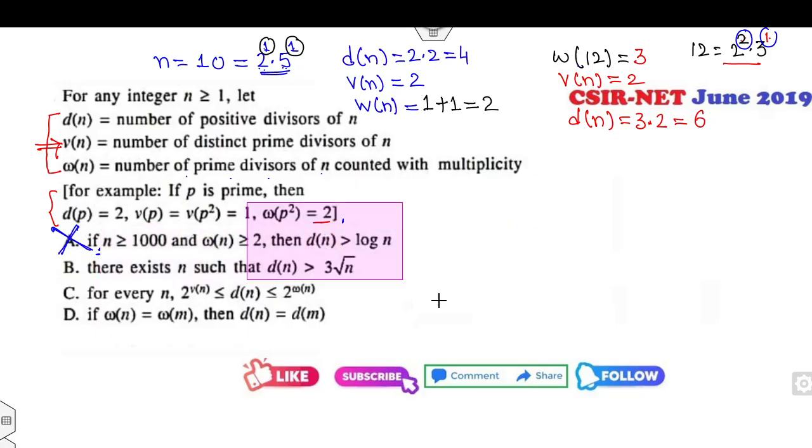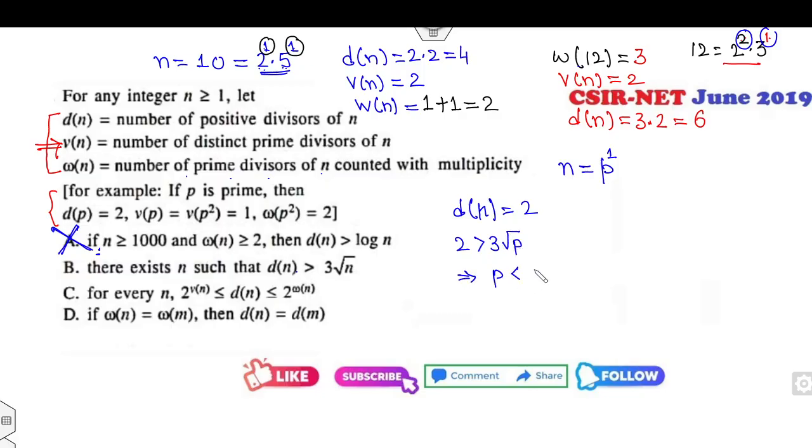Let me clear this. There exists n such that d of n is greater than 3 raised to the power. So if n is prime, let me choose n is prime. Then what is my d of n? It is 2, because the power is 1. Then if I substitute here, 2 is greater than 3 times root of p. That means p should be less than 4 over 9. Is it possible? Do you get any prime which is less than this? No. But remember, they are talking about there exists. So that means n is not a prime number.